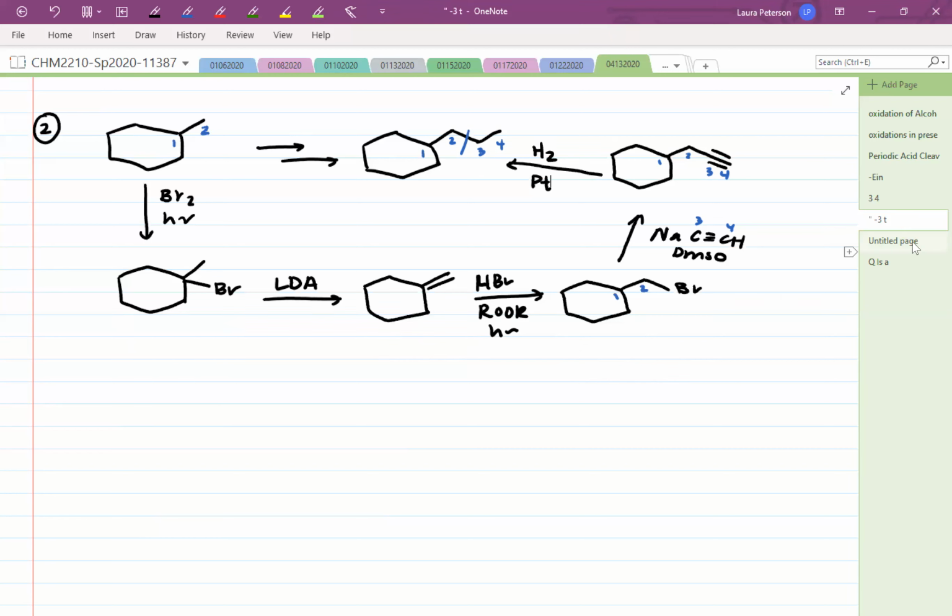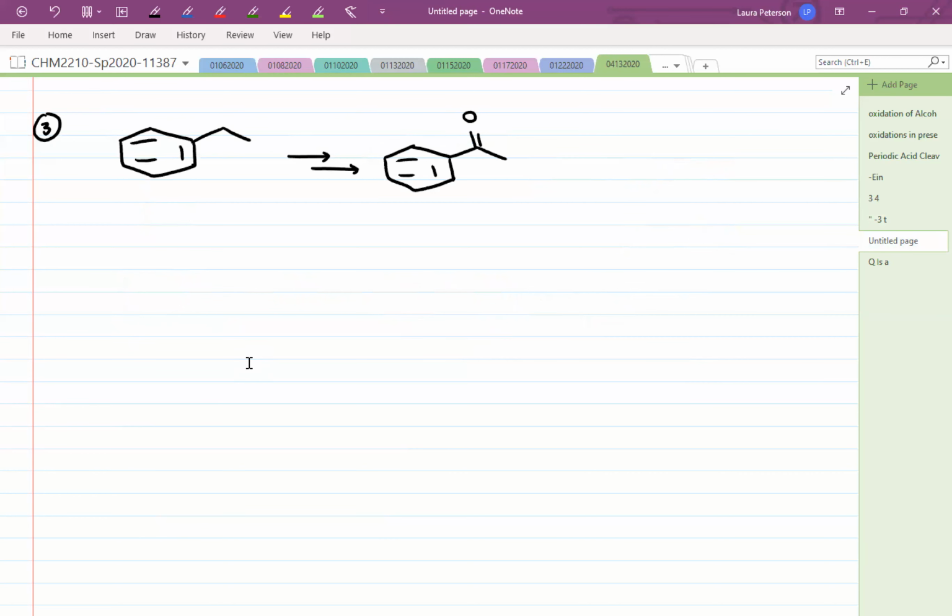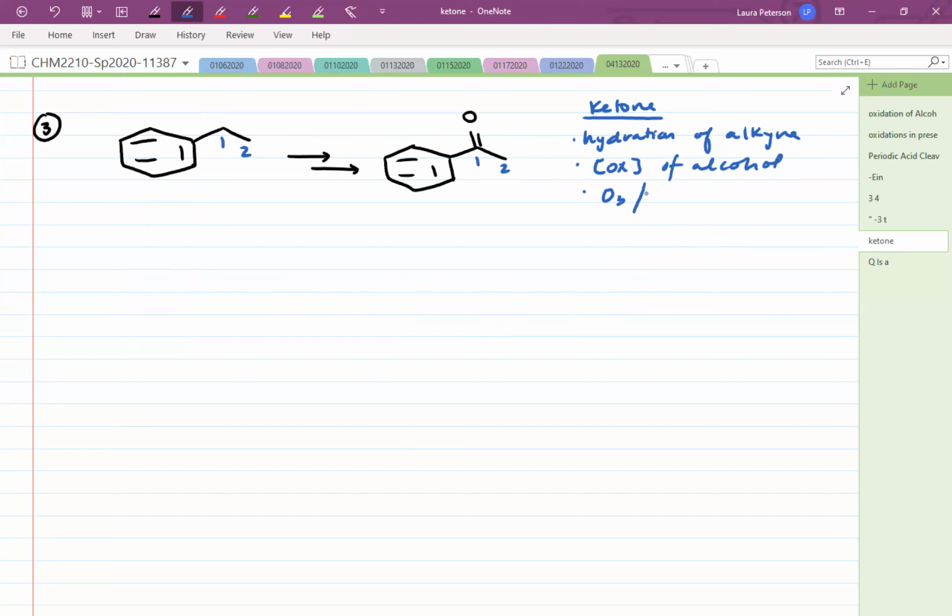Okay, let's move on to number 3. In number 3, we're not adding any carbons, but we are modifying the functional groups. Notice how at carbon 1 we have formed a ketone. To start off your synthesis, think about the ways we know how to make ketones. One would be hydration of an alkyne. Another would be oxidation of an alcohol. And the other way would be ozonolysis or HIO4 cleavage.